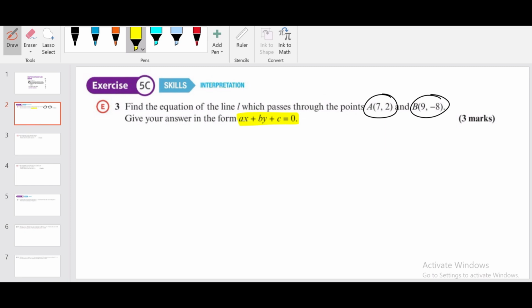In the board exam questions, you need to read the question word by word carefully. If they want you to write it in this form, usually they will mention a, b, c are integers. That means you cannot have a fraction in the equation.